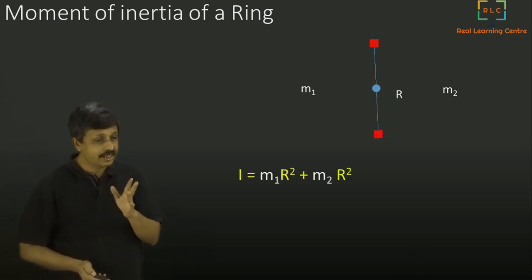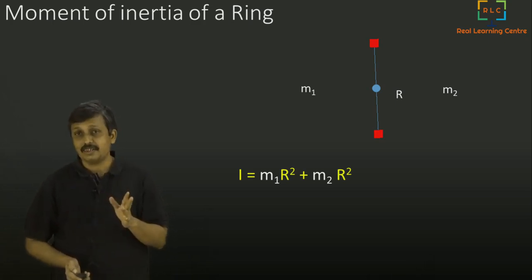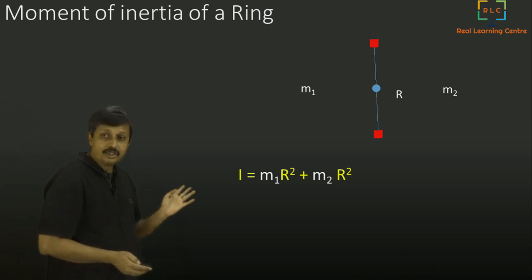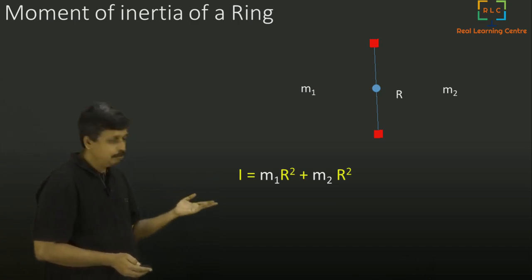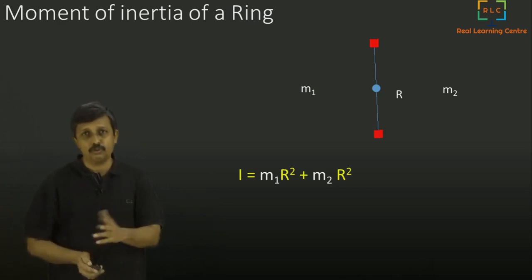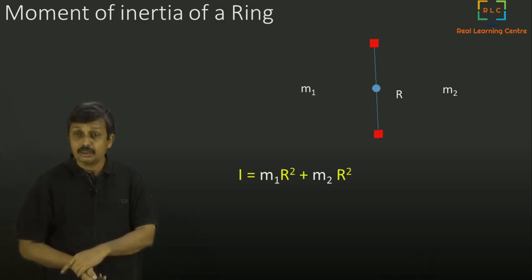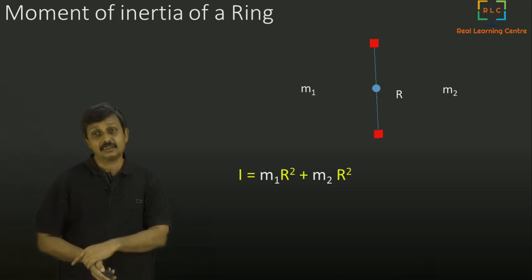So the moment of inertia is given by a formula. It is defined like this: I is equal to m1 into r square, that is the distance to the mass, plus m2 into r square, that is the distance to that mass. And it happens to be the same here for both. Okay. Now, that is about the two masses.